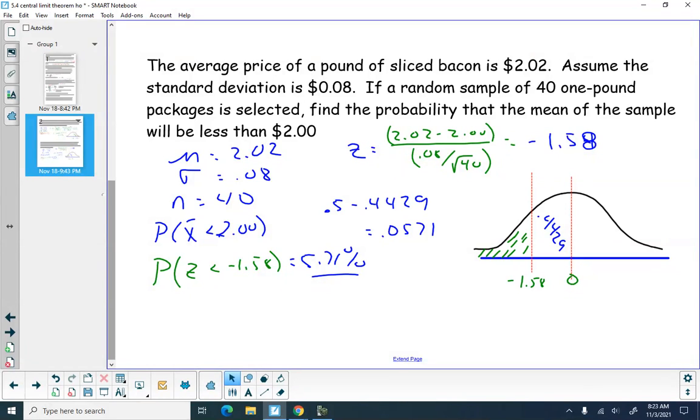Once again, the more your sample increases, the closer you'll get to actual values.